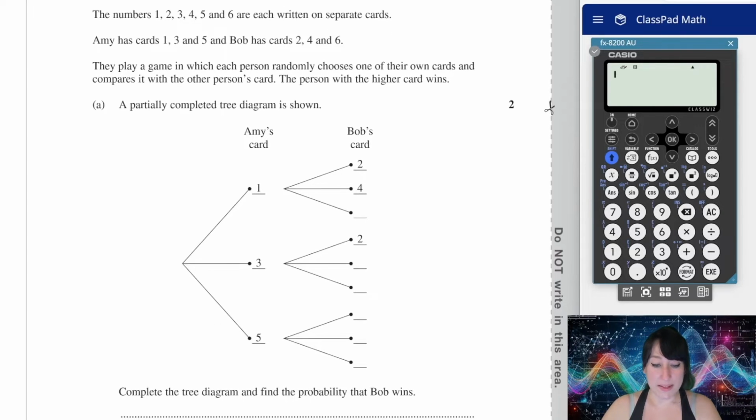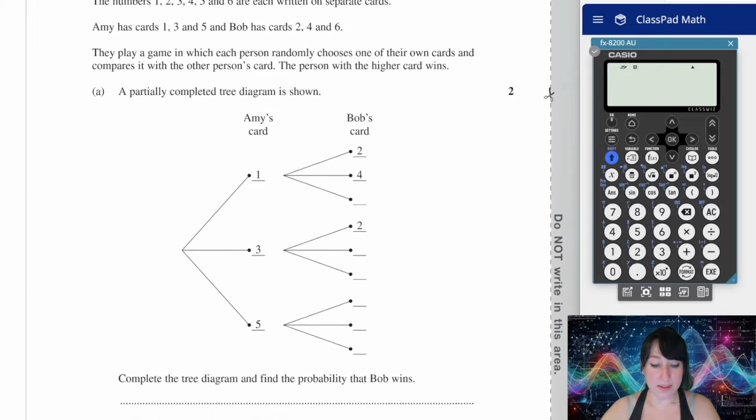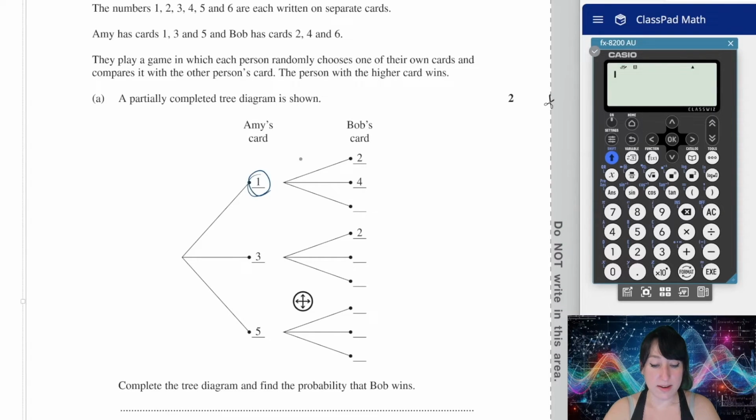So, let's complete the tree diagram. Amy could pull a 1, and then Bob could put a 2, 4, or a 6 down. Or Amy could choose 3, and then Bob could choose 2, 4, or 6. Or if Amy chooses 5, Bob could choose 2, 4, or 6. Now, if they are choosing randomly, they're all equally likely.